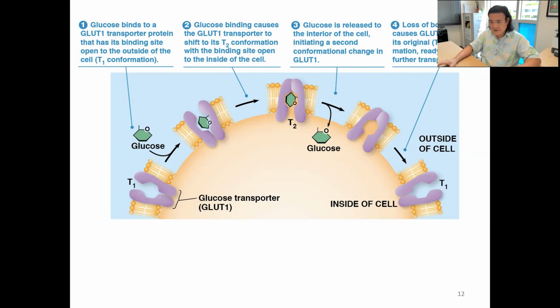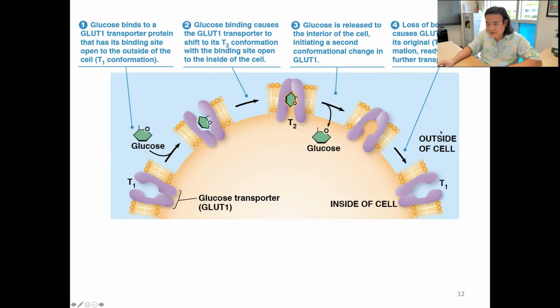This is why it's a passive process, right? Because as long as there are higher numbers of glucose on the outside compared to the relatively lower numbers of glucose on the inside, that means the glucose will tend to bind to the outside more, right? And change the GLUT1 transporter shape and send the glucose in, right?